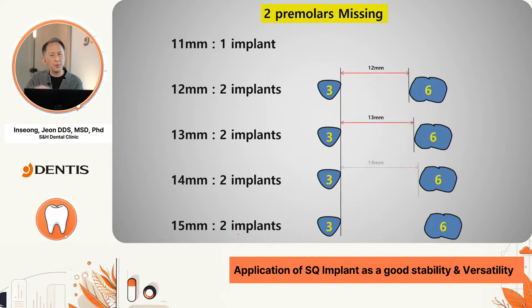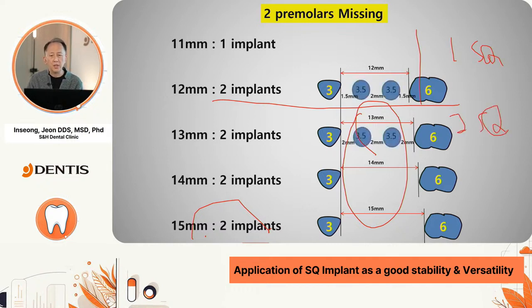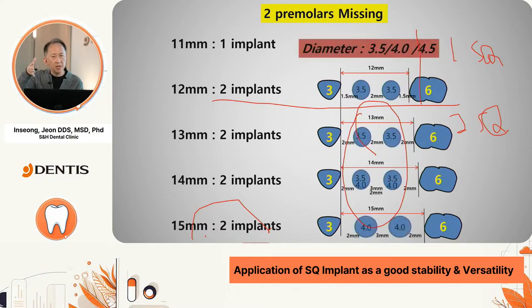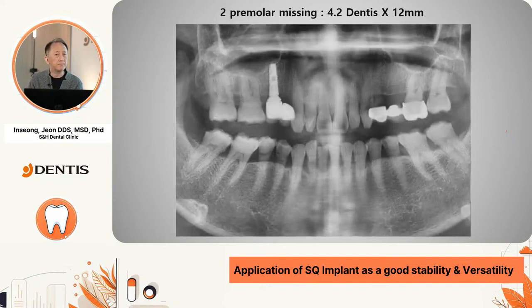With 2 premolars missing, you have to evaluate the missing dimension, anterior to posterior. So over 13 millimeter, 2 implants are okay. But under 12 millimeter, 1 SQ implant is okay. And then in this area, 2 SQ implants are better. In this manner, sometimes 3.5, sometimes 4.0. With 2 premolars missing, I tried 1 implant. So at this time, with 2 premolars missing, 1 SQ implant, and then just a cantilever placed here.